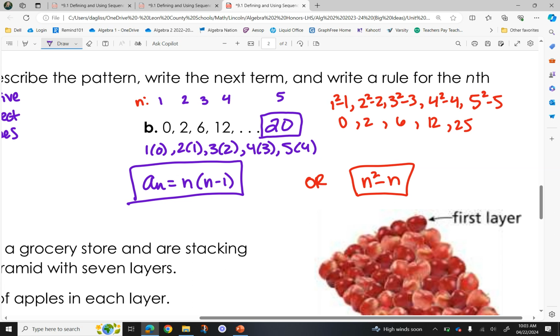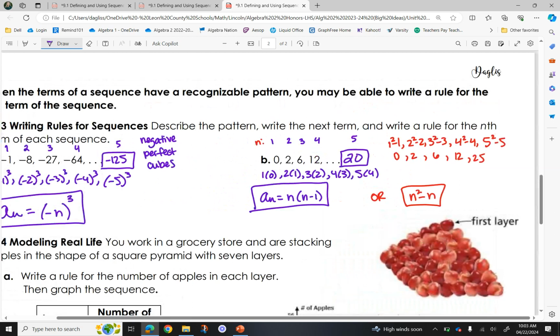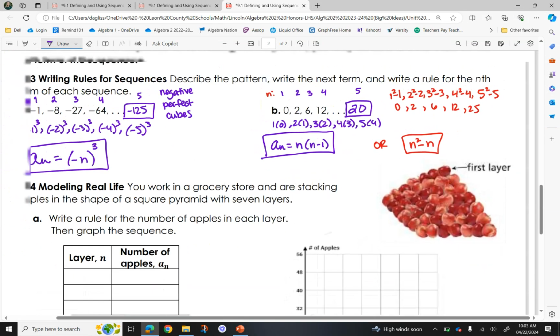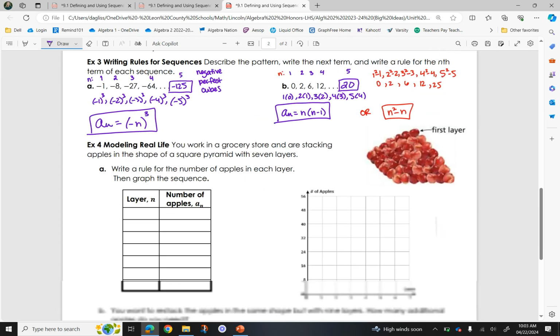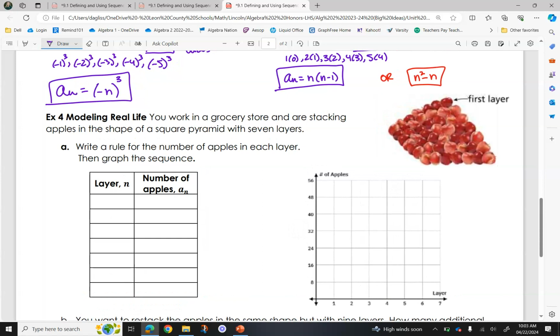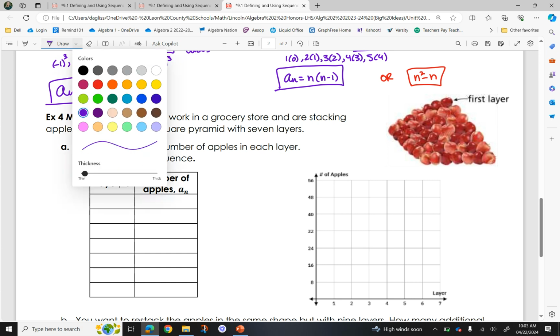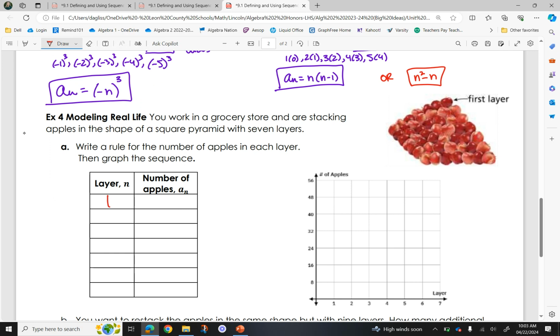Alright, last thing. We're building pyramids with apples. You work in a grocery store, and you are stacking apples in the shape of a square pyramid with 7 layers. Write a rule for the number of apples in each layer, then graph the sequence. So we have a little picture that's pointing to my first layer. In my first layer, how many apples are there? 1. There's 1 apple. I'm definitely going to do red. We're talking about apples.